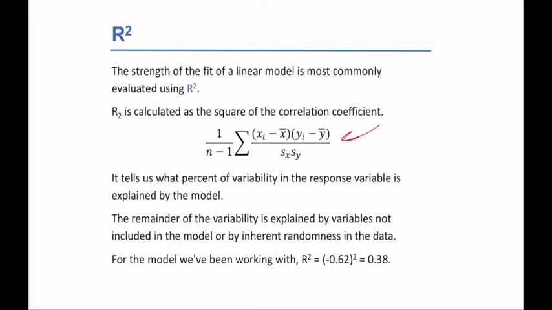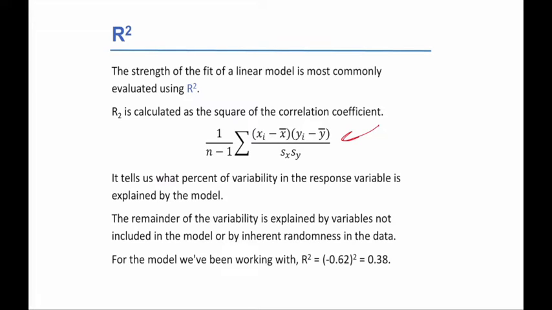This would be how you would find that R value squared by hand, but you're not ever going to have to do that by hand. It's awful. That's what we have calculators for. So, what is the point of the R squared value, which is called the coefficient of determination? The coefficient of determination tells us what percent of the variability in the response variable is explained by the model. And then the remainder of the variability is explained by variables not included in the model or by inherent randomness in the data.